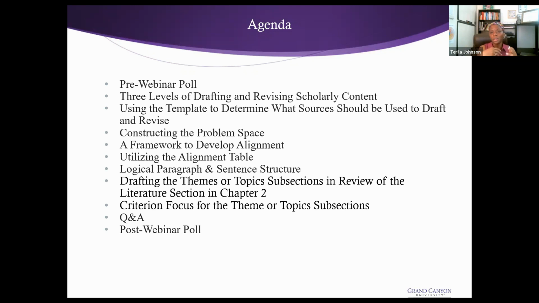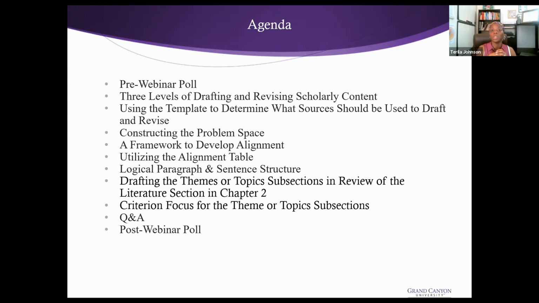We're going to talk again a little bit more about constructing a problem space and some approaches that you can take to do that. I'm going to give you a framework to develop alignment and to continue to think about alignment along the way. And then we're going to talk about utilizing the alignment table. It is an amazing resource, small, but amazing, to make sure that things are there as you need them and as you are revising and thinking through how to develop and conceptualize your study.